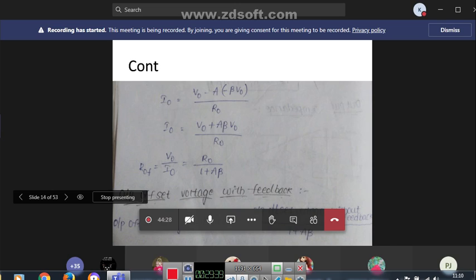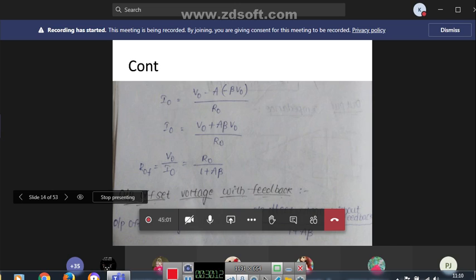So from this V0 by I0, that is the output resistance with feedback, equal to R0 by (1 plus A beta). Here the output impedance decreases by 1 plus A beta times.